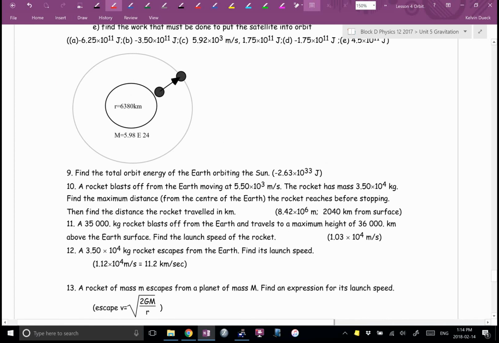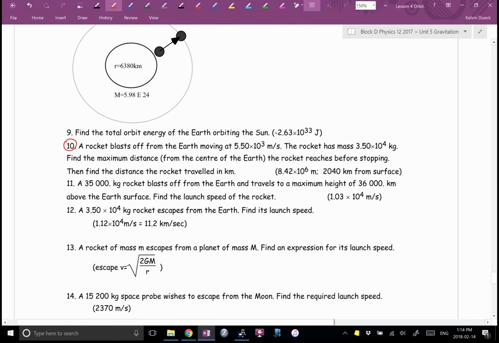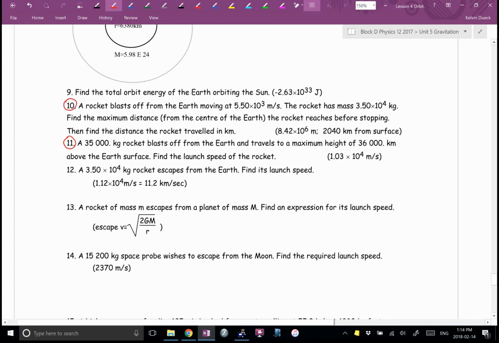So right now I've skipped that. The total energy of the Earth orbiting the Sun. 10 is good. 11. We've already done number 12.